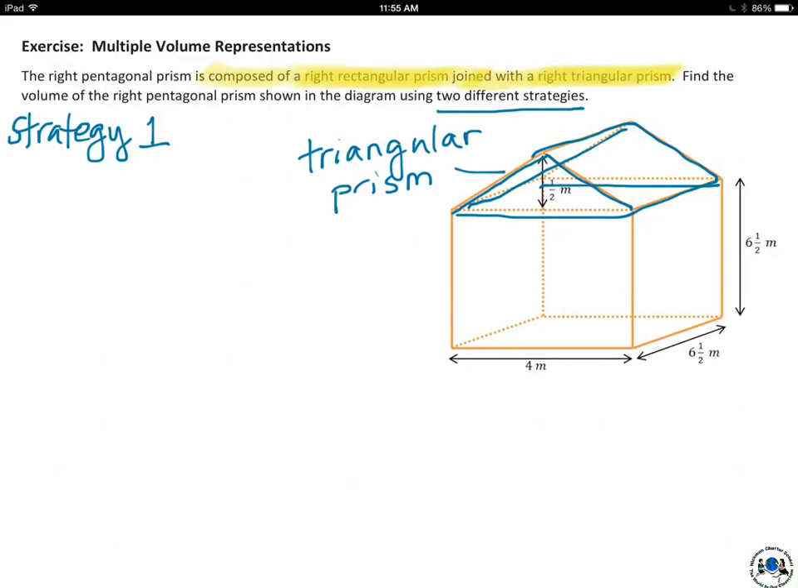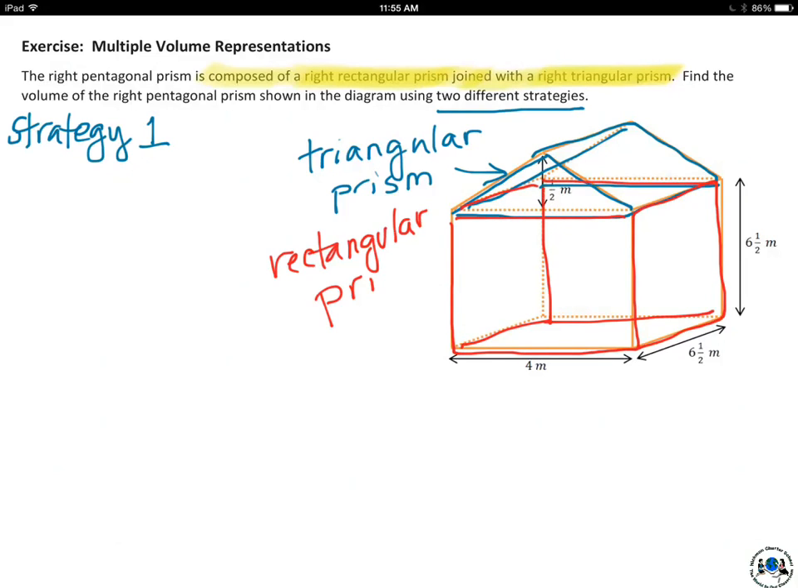Okay, so strategy 1, we are going to take this right pentagonal prism and break it up into 2 parts, a rectangular prism and a triangular prism.